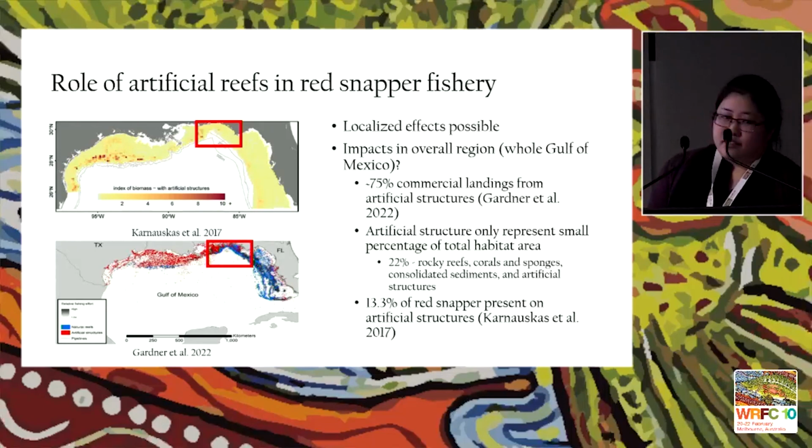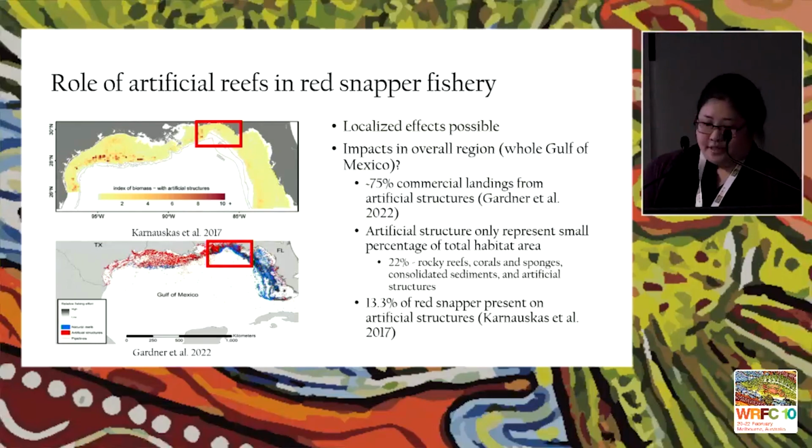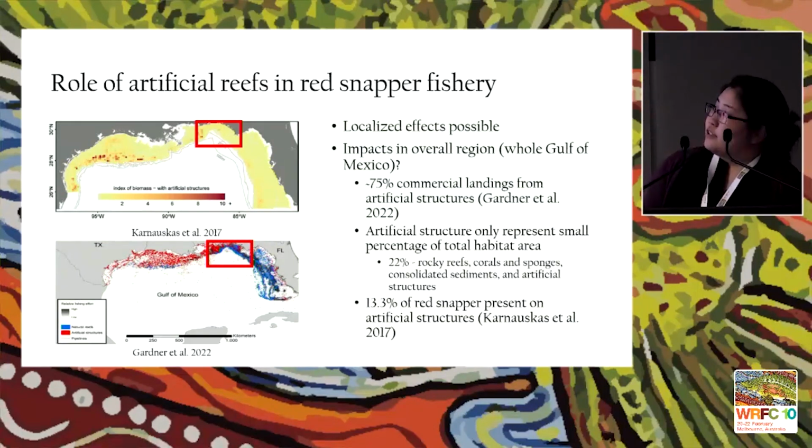So that leads us to this question of what role our fisheries actually play in the red snapper fishery. As you can see in my results, localized effects are possible. In the red box, that's where our model is, and that's a very small portion of the entire Gulf of Mexico. But we picked this place because it has a lot of natural and our fisheries.